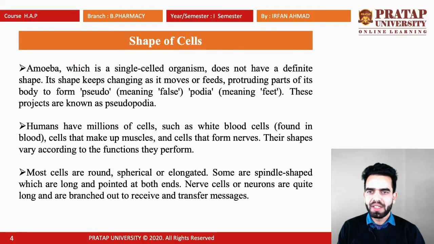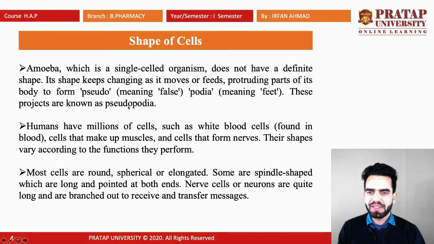What is the shape of the cells? The shape of cells differs. Amoeba, which is a single celled organism, has no definite shape. It keeps on changing its shape as it moves or as it feeds. These pseudopodia help the amoeba to move or to feed. Pseudo means false and podia means feet.